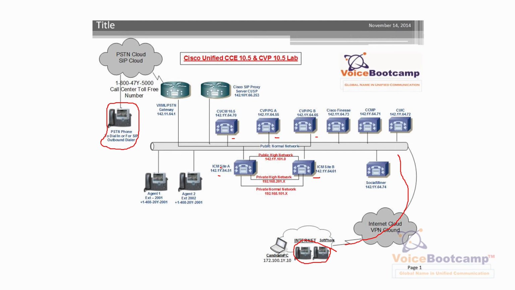Now, site A and site B actually have four different networks. We have one network that is representing the private normal network. We have private high for high priority traffic. And then we have a public normal for normal traffic to Contact Center Enterprise to the public site. And then we have public high, which is for high priority traffic.